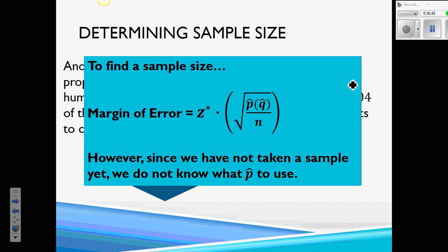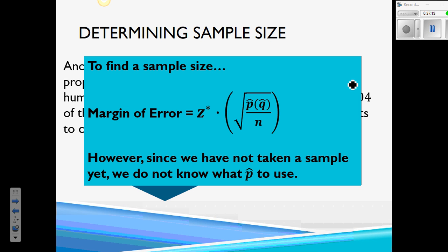A couple big disclaimers here. If they don't give you p hat, you're going to have to choose a p hat. Notice in that sample, they didn't tell you what p hat was. Nowhere in there did they say the sample proportion was some value, right? So that's a problem. And we're going to have that discussion right after this to figure out what p hat to use. Sometimes they'll suppose a p hat, or they'll give it to you, but then there's a general formula that you'll use, like a generic one, if you're not given one.